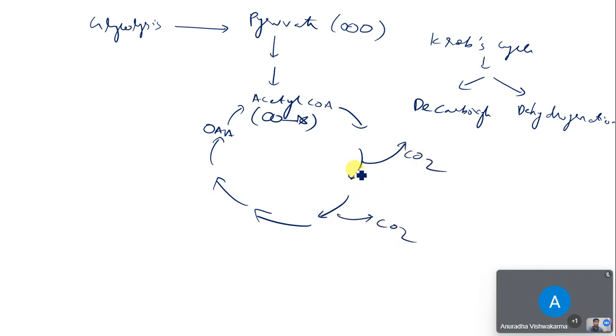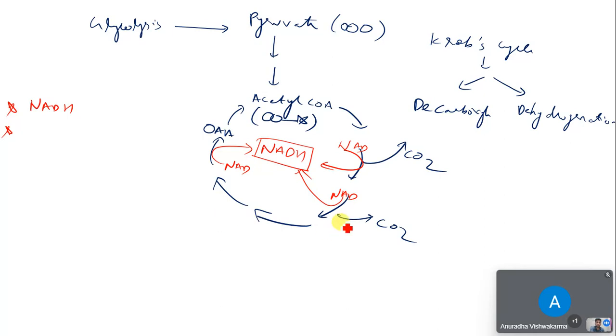So basically CO2 is released, and then dehydrogenation occurs, right? What is the dehydrogenation process here? The dehydrogenation process is the conversion of NAD into NADH. Basically, an oxidation reaction is occurring here. So in this Krebs cycle we get NADH, and we all know that when NADH is converted, it gives us 3 ATPs.